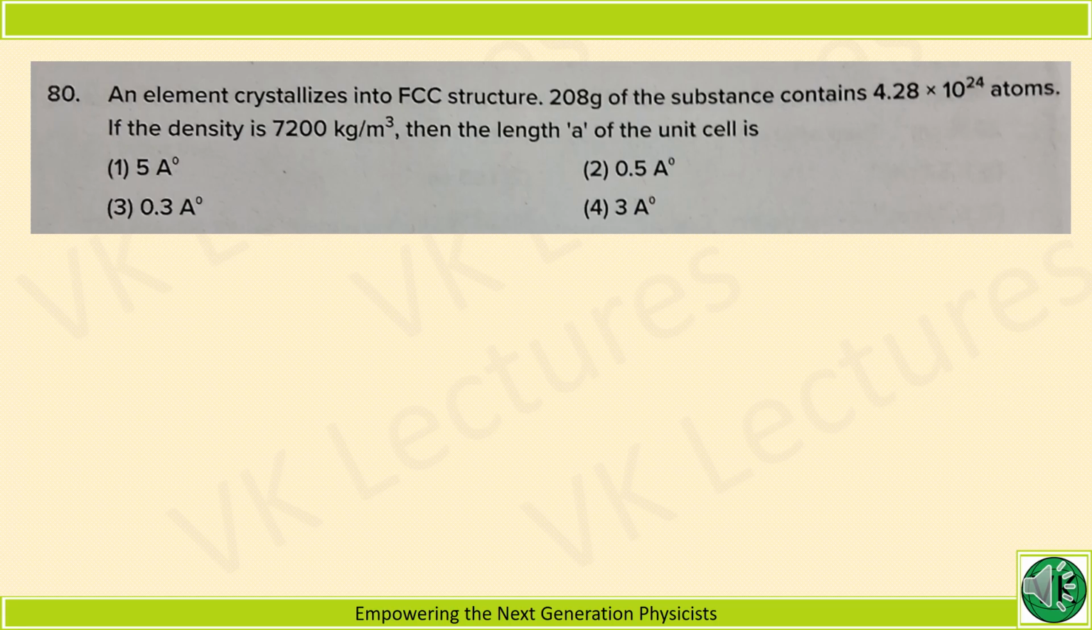An element crystallizes to FCC structure. 208 gram of substance contains 4.28 into 10 to the power 24 atoms. If the density is 7200 kilogram per meter cube, then length a of the unit cell is: the correct answer is option 4, 3 Angstrom.